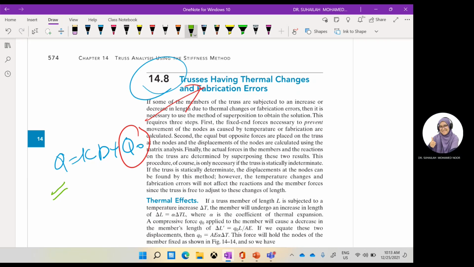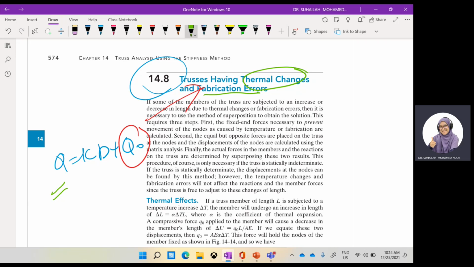Okay, but we haven't discussed Q naught in truss yet. Now let's see together Q naught in truss. It is under thermal changes and fabrication error, the effects that we need to consider whenever either one or both of these are given in the question.